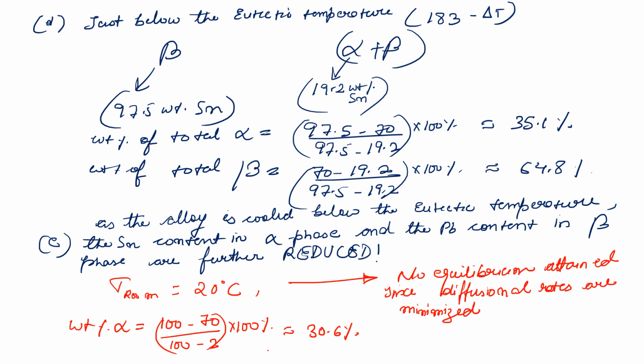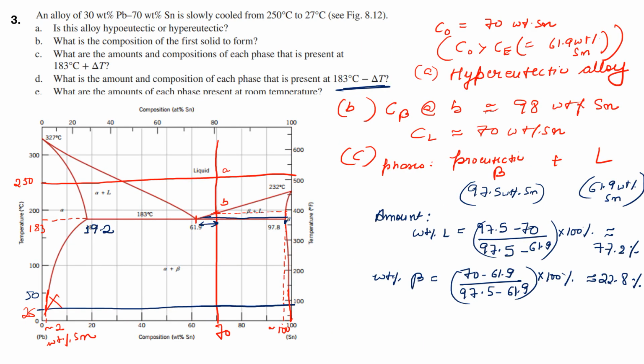Similarly, if I just take the complement of it, the weight percentage of beta, the total beta, can be given by... so these are the total. When I say alpha and beta, we are saying total alpha and beta, not in the decomposition also. Total in the total microstructure. So weight percentage of beta can be given by 70 minus 2 divided by 100 minus 2 into 100%. That should give me 69.48%. Okay, so this is what the question had asked us.